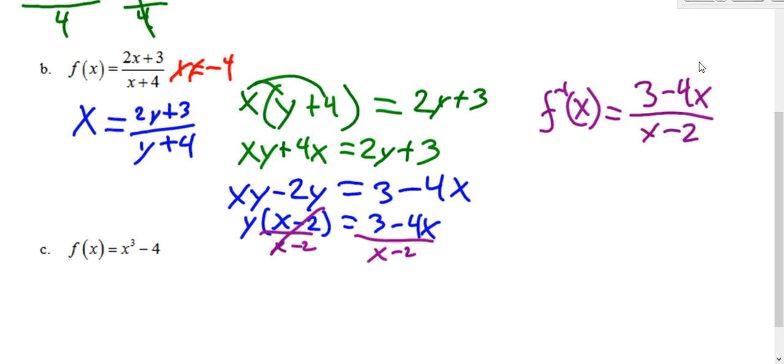The range of the original function was 2 over 1. So it's everything but 2. And the domain of the inverse, everything but 2. Denominator can't be 0, so it's everything but 2. So just remember, inverses from the originals, the inputs and outputs switch. So the domain and range also switch.